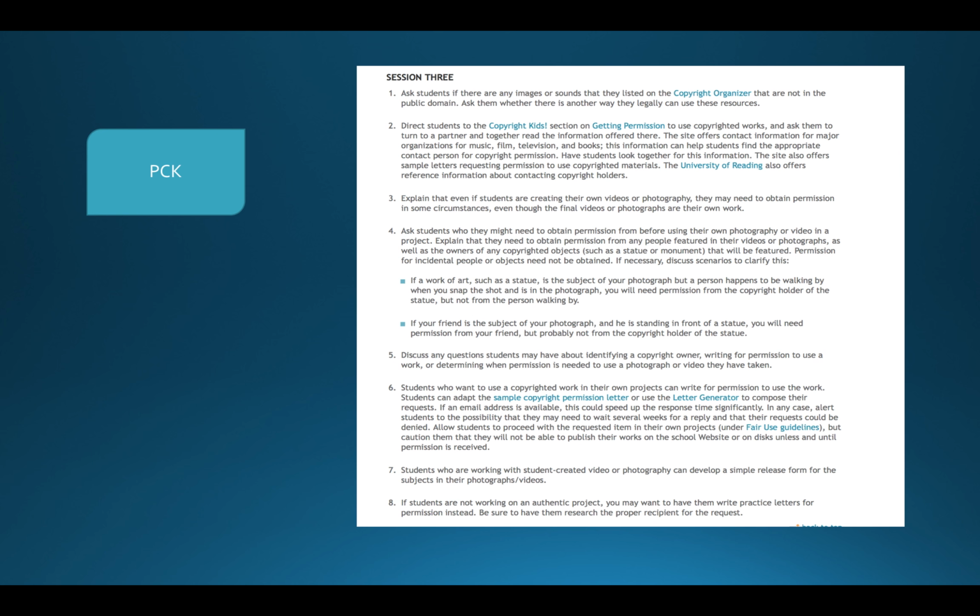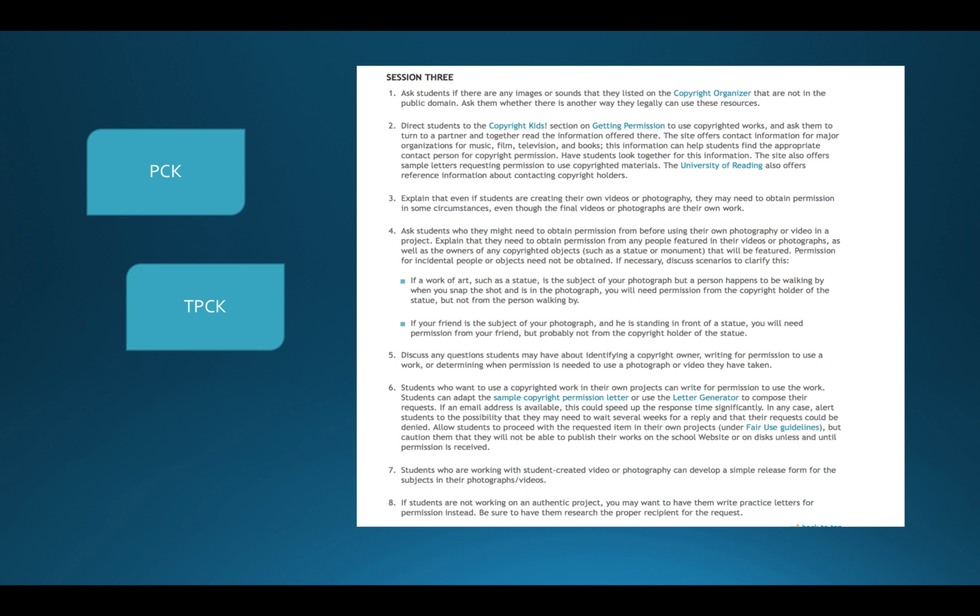So teachers who create lesson plans need to know the content of what they are obviously trying to teach, but they also need to know how to really incorporate and engage the students. So here there's a lot of talk of asking students, explaining to students, discussing any questions, and also it gives the opportunity for students who want to use a copyrighted work. So there's lots of opportunity here for children to kind of direct their own learning. And it's just basically knowing the importance of student engagement.